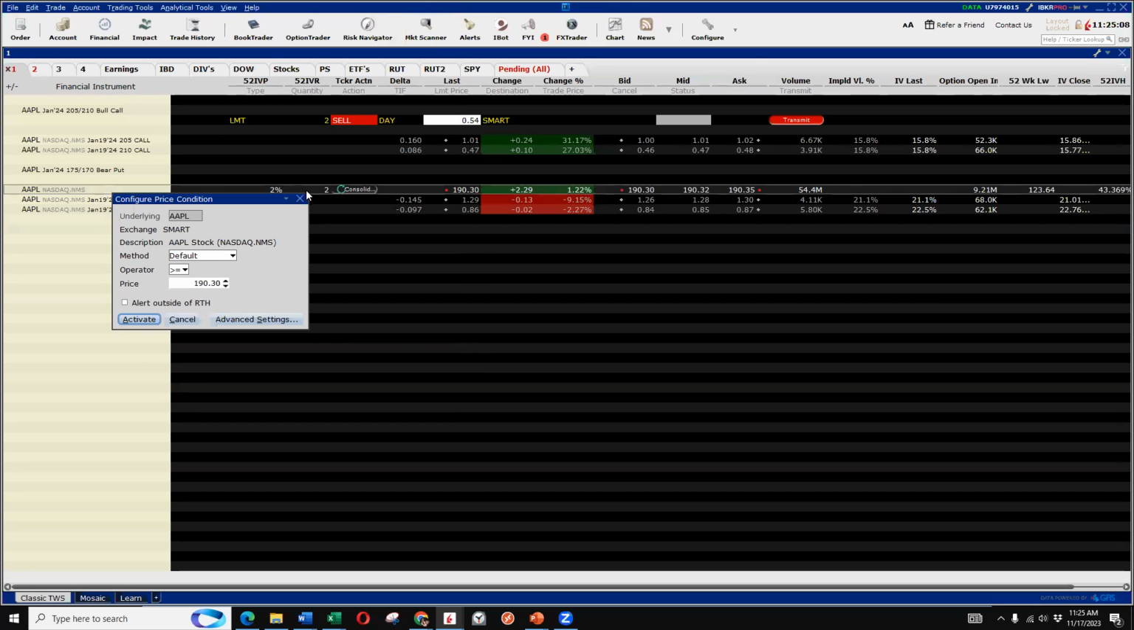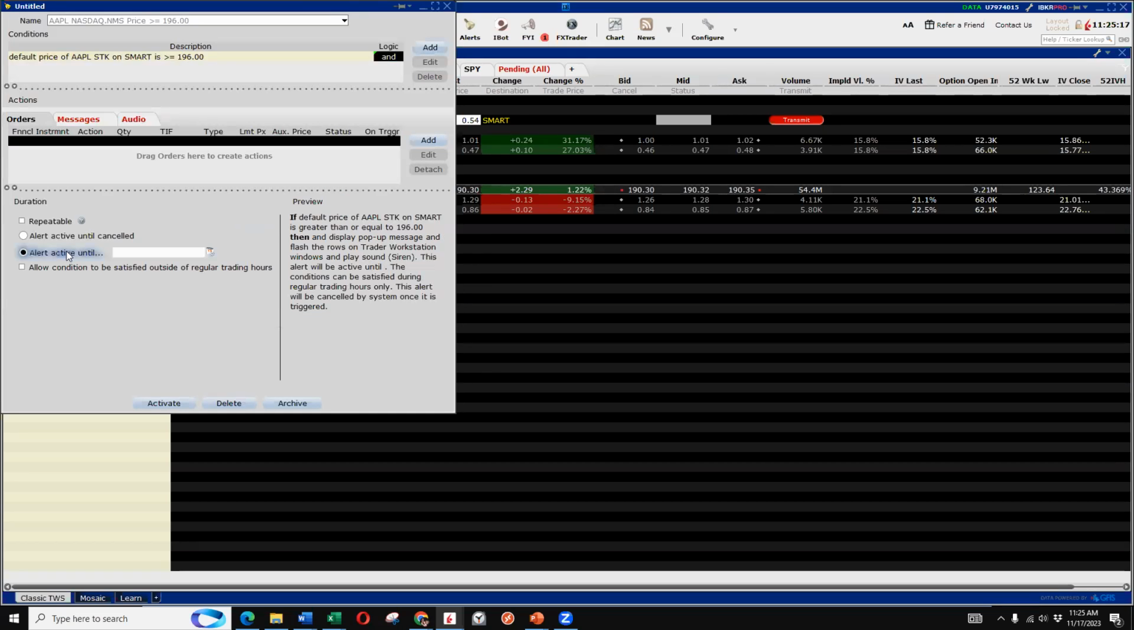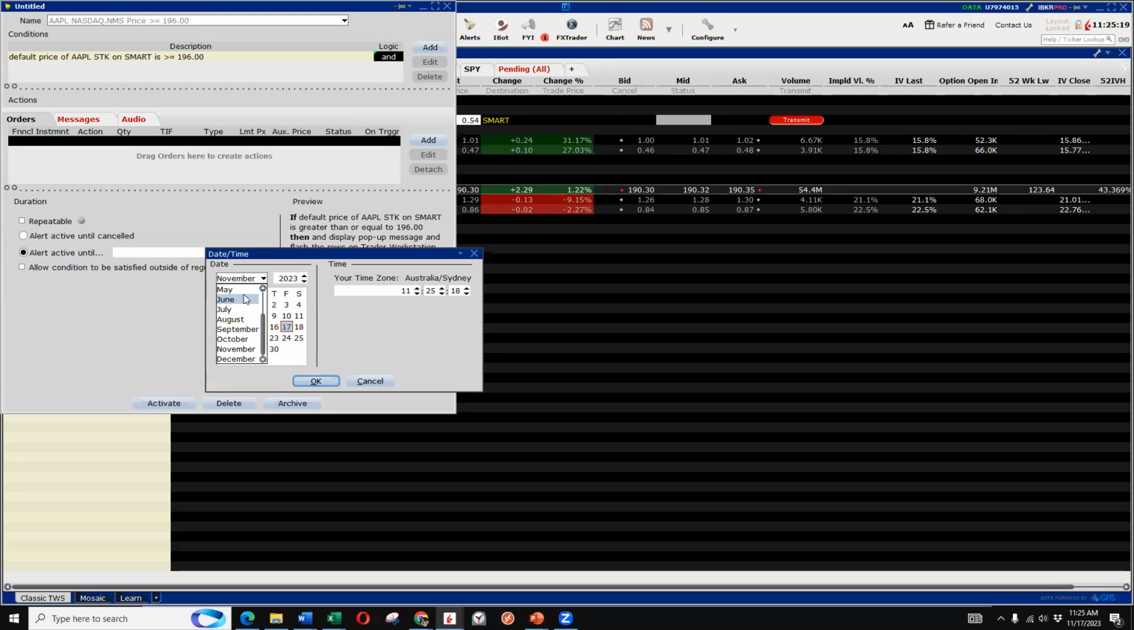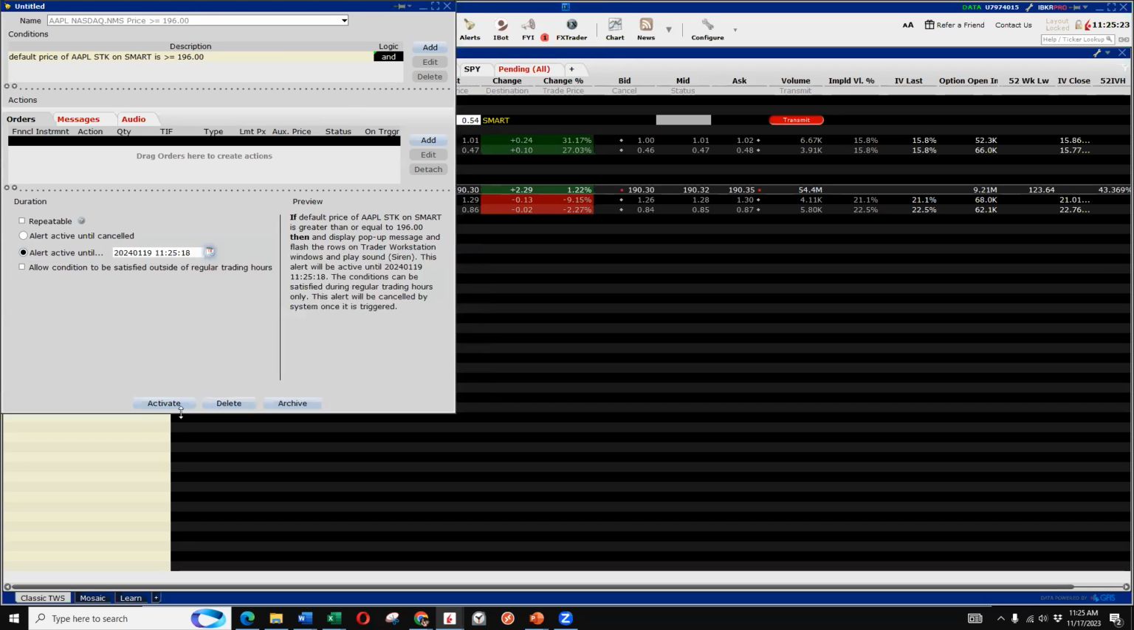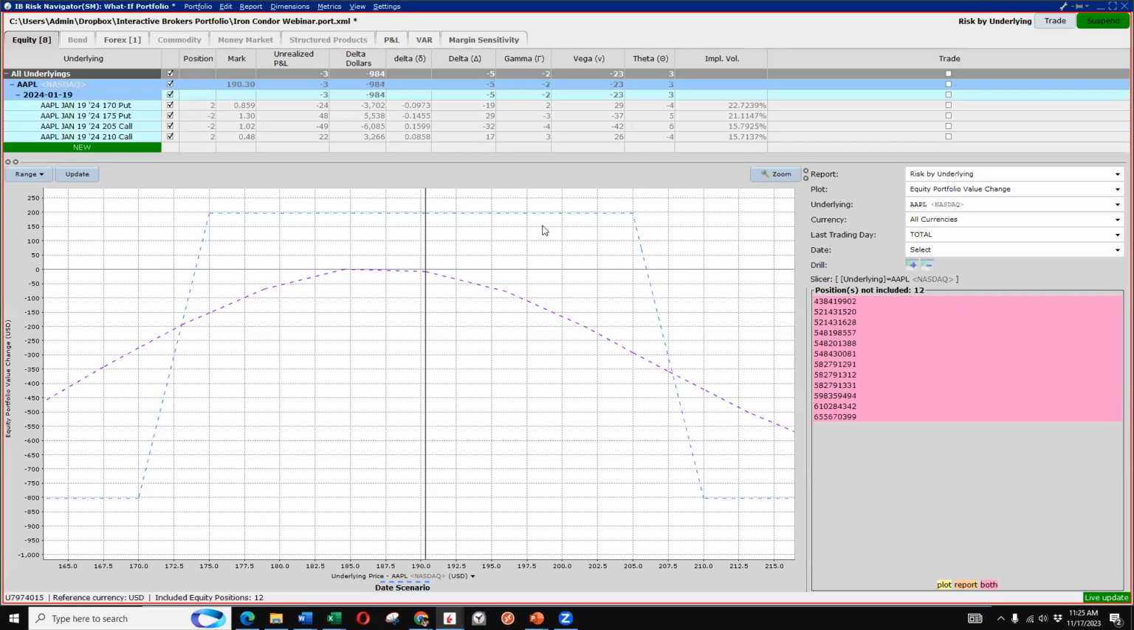So on the upside, I think we said 196. So if it's greater than or equal to 196. Again, we don't need to worry about this. Active until January 19, 2024. And then we're basically done. And like I said, we don't have to watch this trade unless those alerts get filled or get taken out.